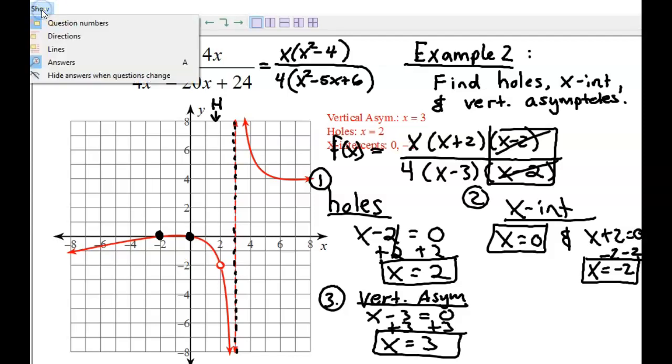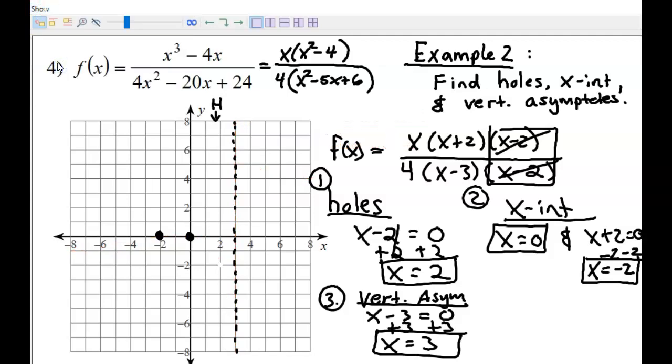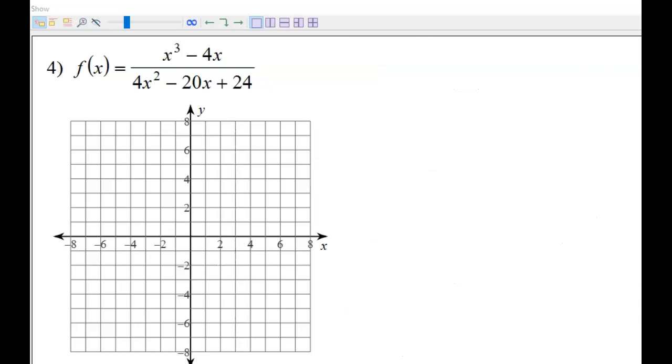So factor it. Holes are the ones that cancel out. X-intercepts come from the top. Vertical asymptotes come from the bottom. Okay, so we'll do a little bit of a guided practice here to kind of warm you guys up to this stuff.